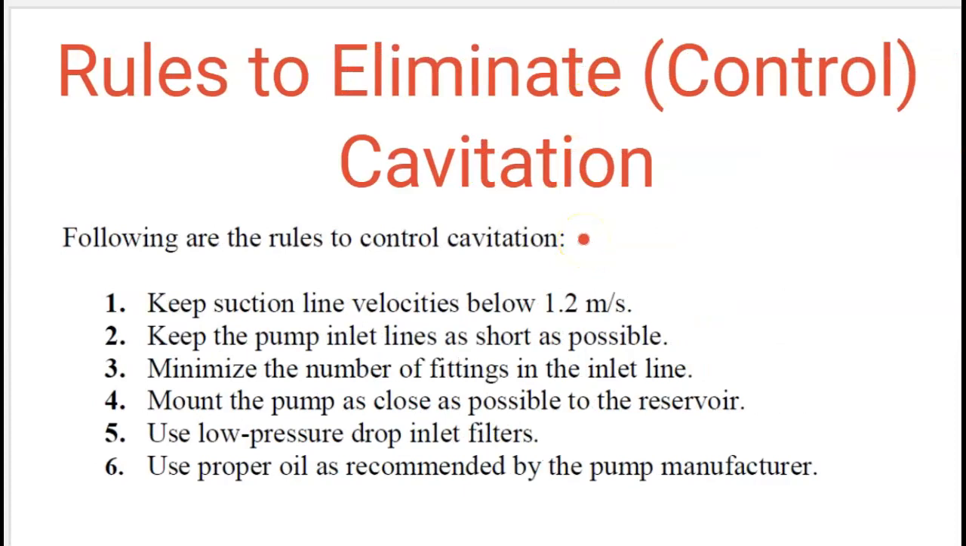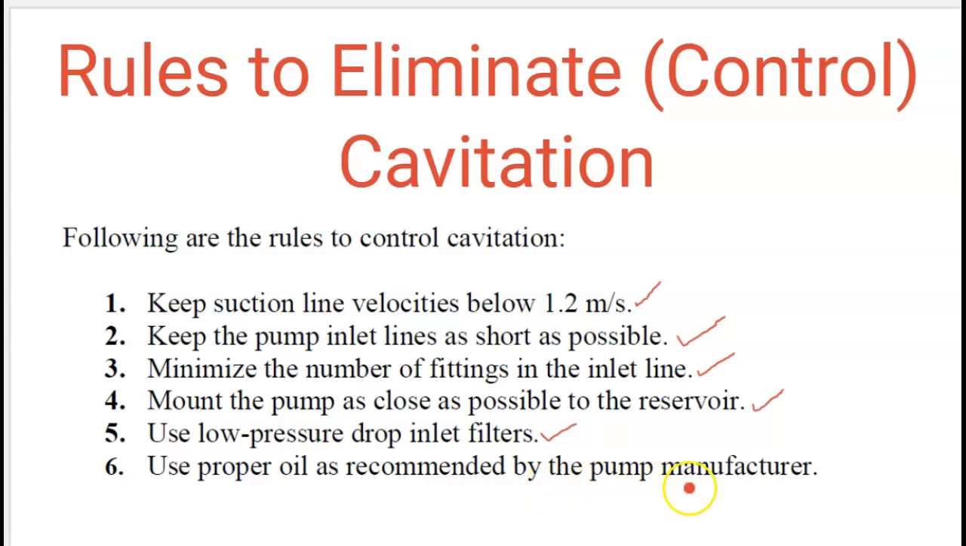How do we get rid of cavitation? We keep the suction line velocity below 1.2 meters per second. Keep the pump inlet line as short as possible. Minimize the number of fittings in the inlet. Mount the pump as close as possible to the reservoir, so the distance is decreased. Use low pressure drop inlet filters.